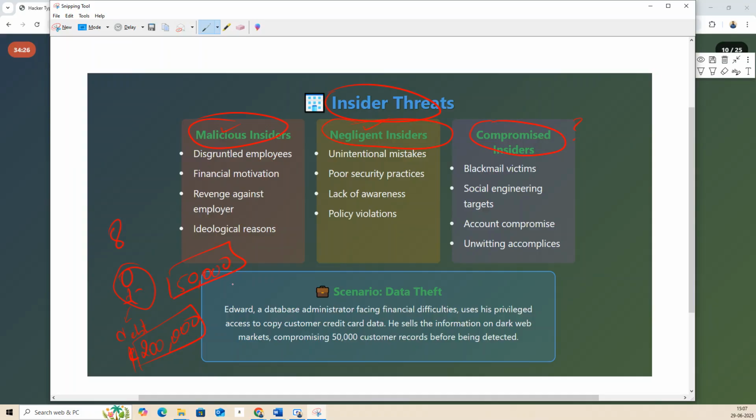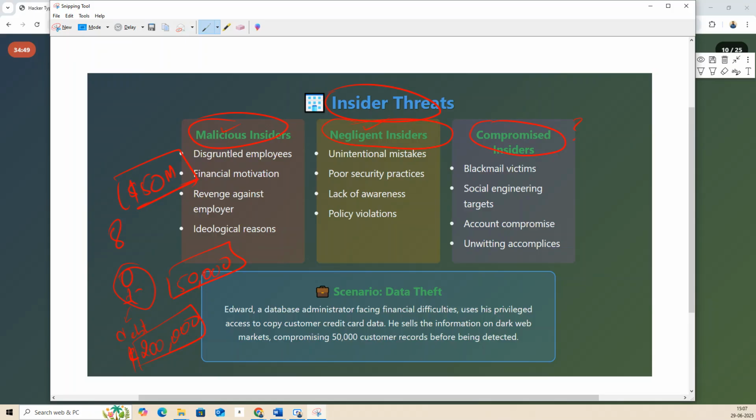Edward was finally caught when a routine audit noticed unusual database access patterns. By then, the damage was done: customer lawsuits, regulatory fines, reputation damage, and criminal prosecution. The total cost to the company exceeded 50 million.